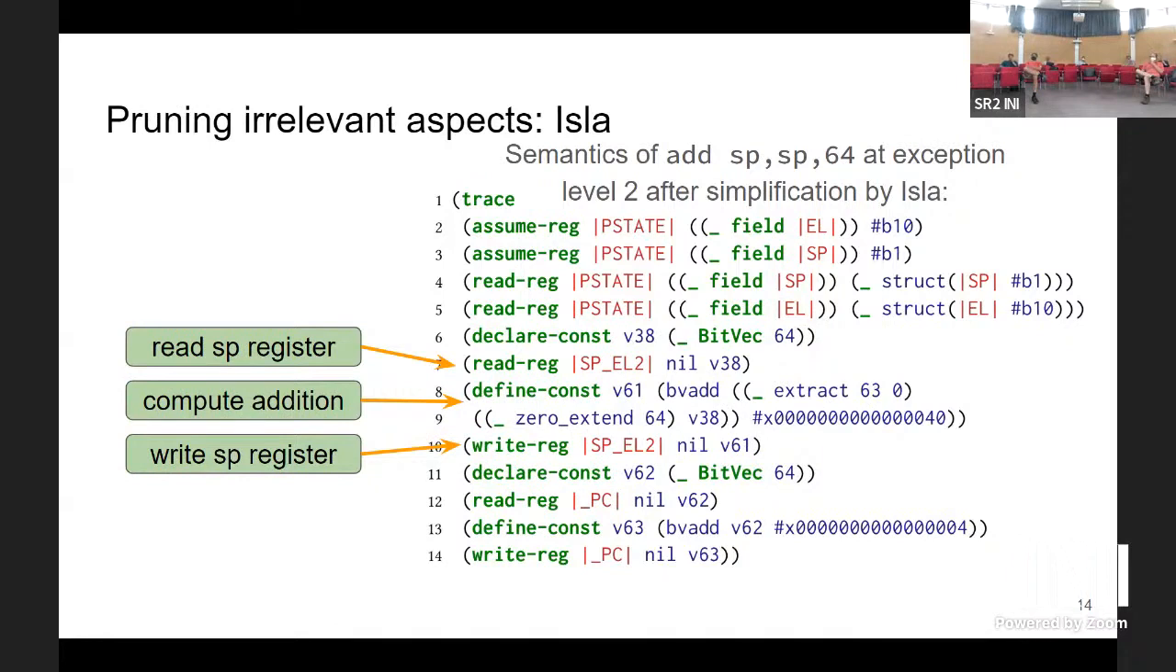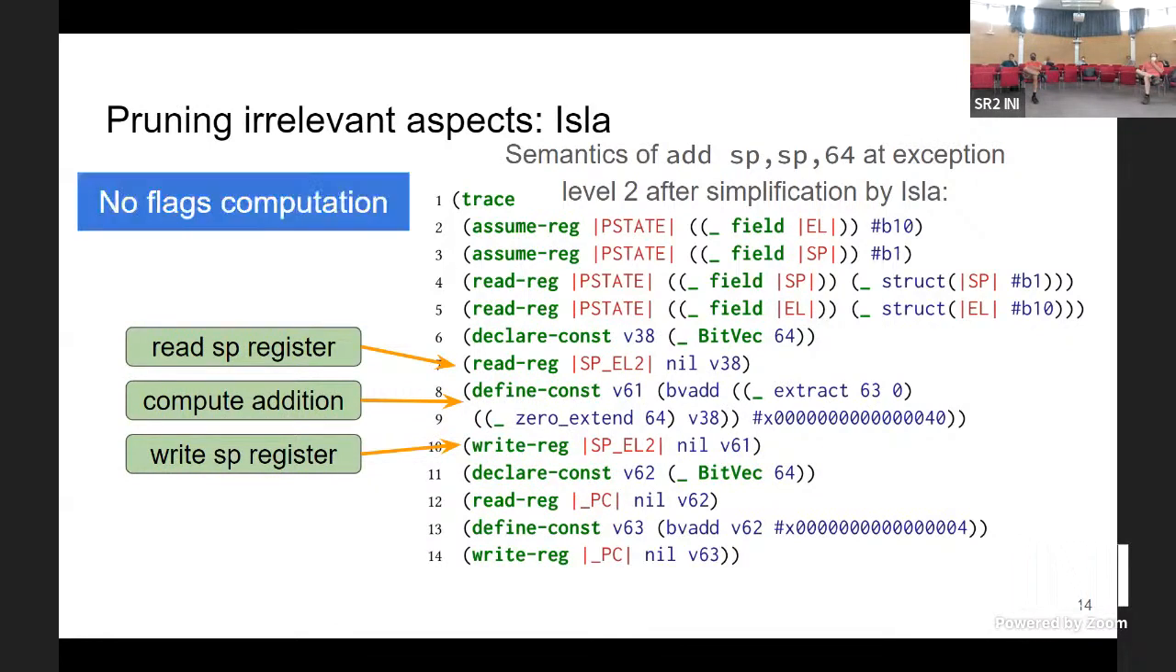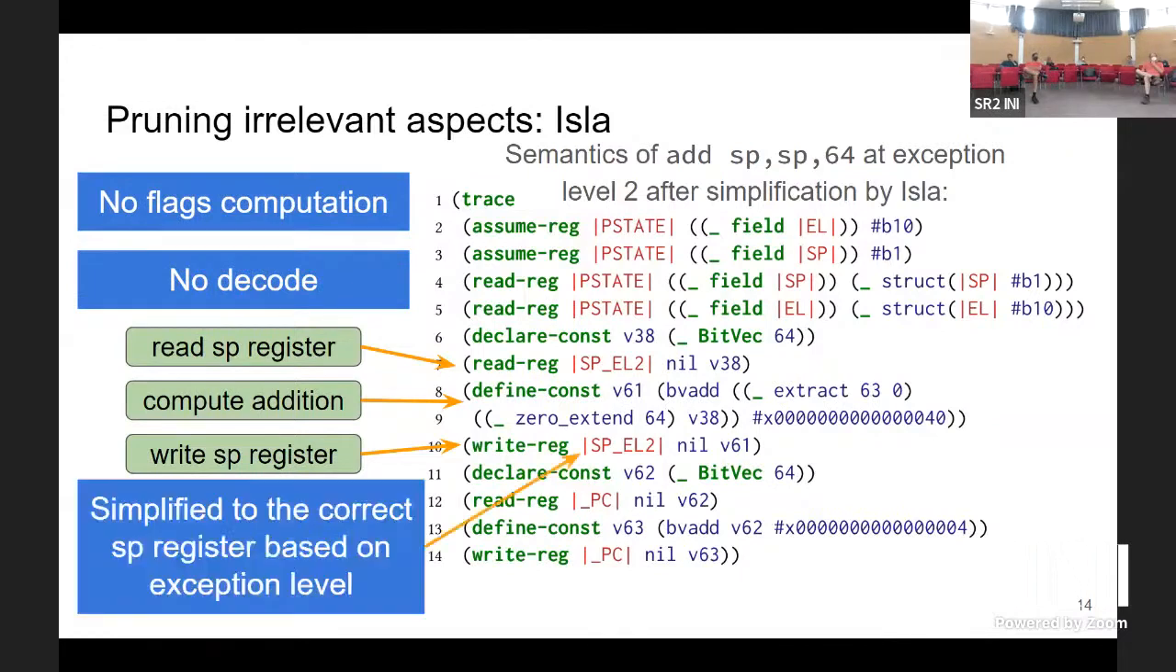Perhaps more instructive than what's here is what's not here. We don't do any of the flag computation because Isla can see trivially that we don't care about it. We don't do any decode because we've specified a concrete opcode, so the decode is all worked out by Isla for us. And we've simplified to this single register. We no longer have to deal with the conditional choice of banked stack pointer registers, because we know the exception level, and that's enough to work out which register should be used.